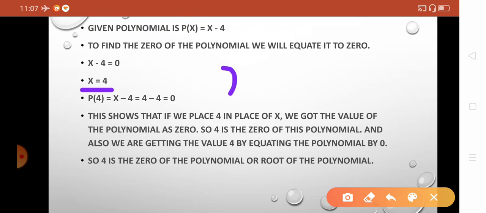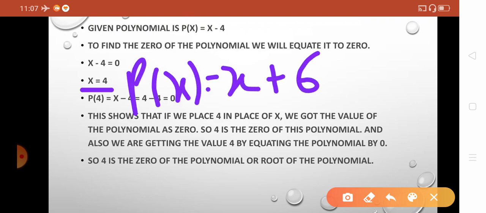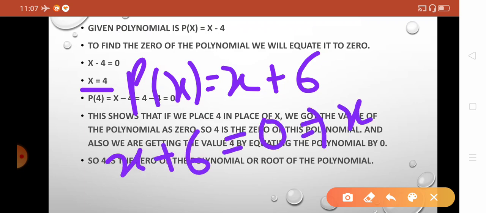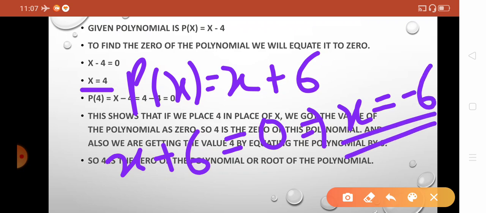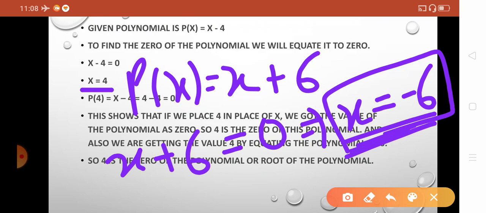For example, you have one more polynomial, p(x) is equal to x plus 6. To find the zero of the polynomial, what should you do? You will put this polynomial equal to 0. From here we get x is equal to minus 6. That means whenever we put x equal to minus 6, the polynomial will become equal to 0. So x is equal to minus 6 is the zero of the polynomial.